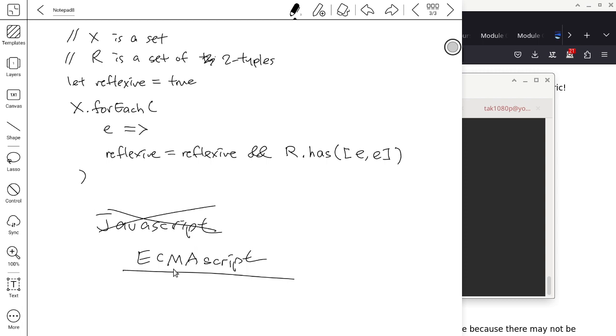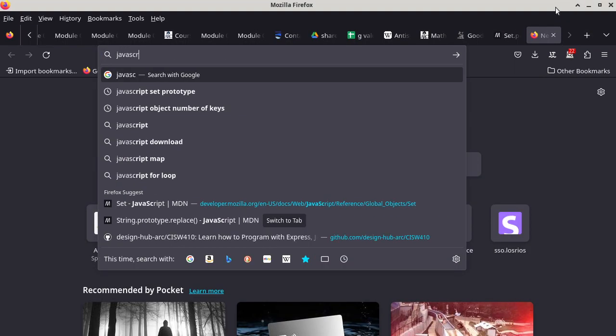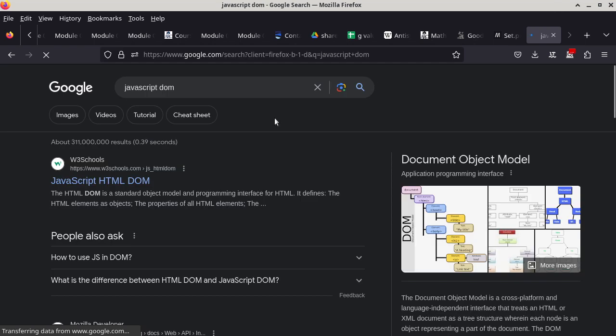So the code inside the browser can do a lot of stuff because they can use the DOM, D-O-M, which stands for... I remember the acronym, but not the definition. How accessible would a server side script be?